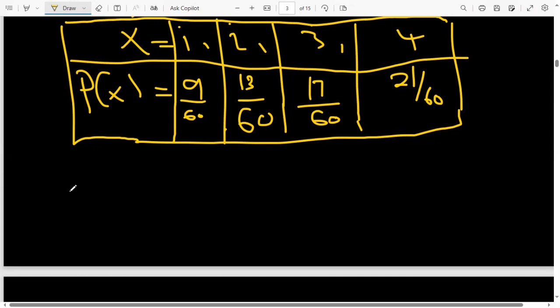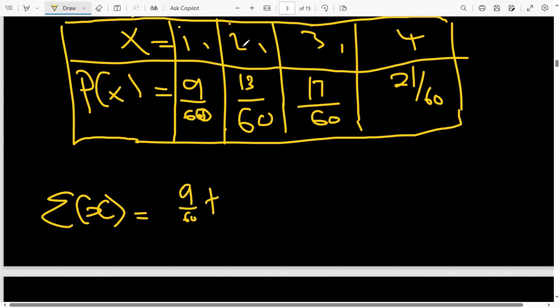So let's find the mean now. The expected value of X, we're going to say it's what? We are going to multiply each random variable by its probability, and then we add them. So we're going to say 1 multiplied by 9 over 60. What are we going to get? We are going to get 9 over 60. So write 9 over 60 plus, then we have 2 multiplied by 13 over 60.